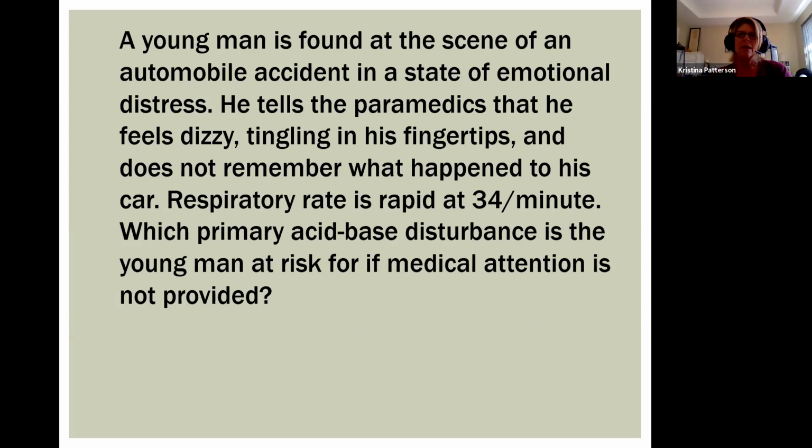Okay. A young man is found at the scene of an automobile accident in a state of emotional distress, hysteria, reports numbness and tingling in the fingertips, and feels dizzy. Okay. Respiratory rate is 34. We anticipate he's in a respiratory alkalosis, blowing off too much CO2.